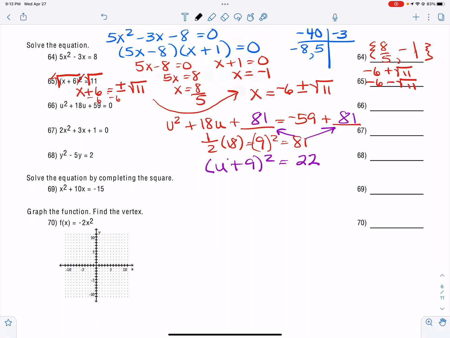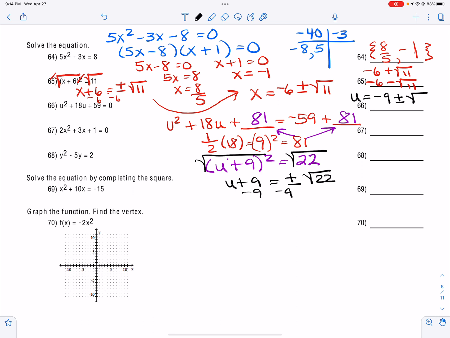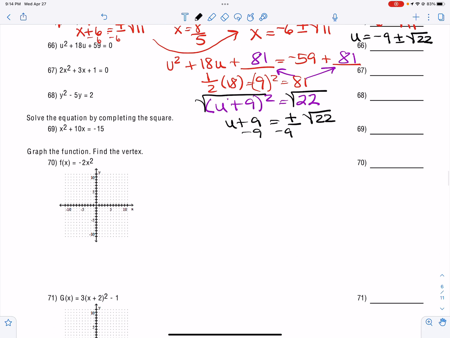Now I can use the square root property. And so we get u plus 9 is equal to plus or minus the square root of 22. There are no perfect squares in the square root of 22, so I simply move over the 9. And so u equals negative 9 plus or minus the square root of 22. All right. So the next one, I think I can factor. So I'm going to come down here. I'm running out of space here.